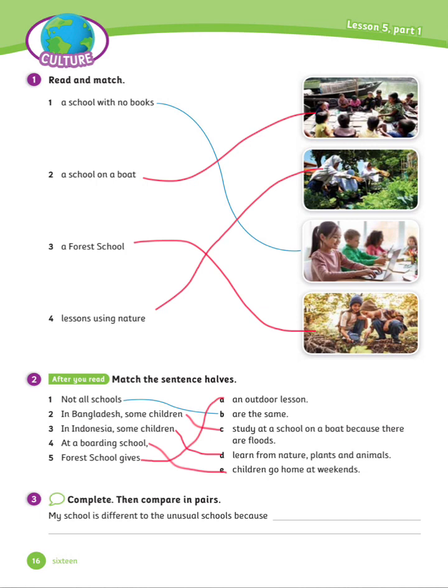Now, let's move to exercise number 3. Complete, then compare in pairs. In this exercise, you will write why your school is different than other schools. I'll write a sentence as an example. My school is different to the unusual schools because we use computers instead of books.